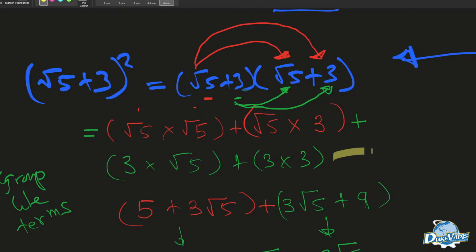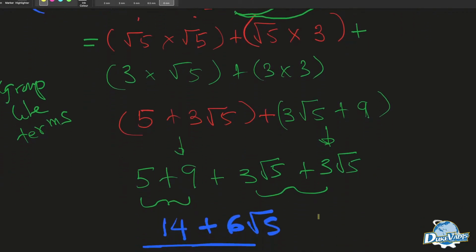Then we came to the green. The green too, we know 3 times root 5 will be 3 root 5. And then 3 times 3 will be 9. Okay, then we put the like terms together. Then we saw that 5 and 9 can be put together, and that was 14. Then 3 root 5 plus 3 root 5, we had 6 root 5. And so that was the answer.